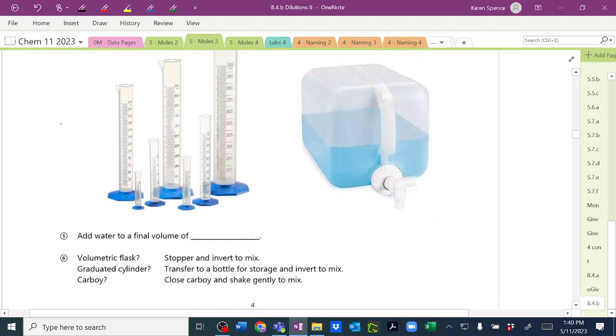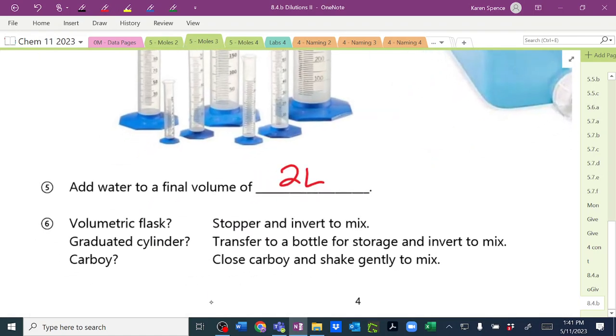We're going to add our water to a final volume of, what was the volume we wanted to make? 2 liters. If it's a volumetric flask, you're going to stopper it, or you could use, what did we use today? We used parafilm. You could use parafilm if you want, but if you're writing it out, it's nice to just say stopper. Put a stopper in. This is a ground glass stopper. It would go in the top of the volumetric flask.